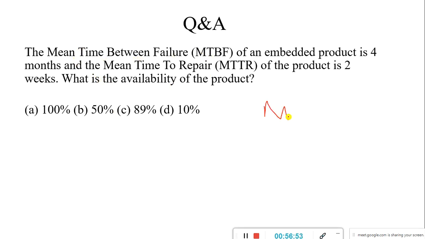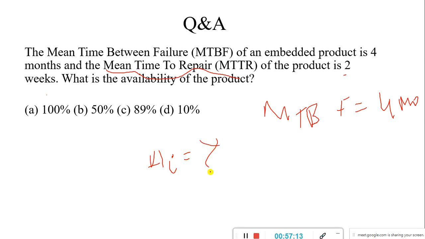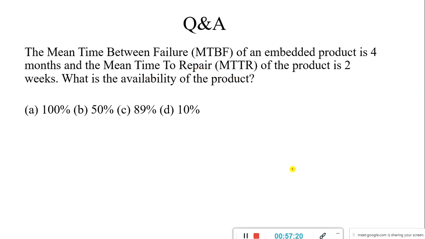The mean time between failures, MTBF, of an embedded system is equal to 4 months. The mean time to repair, MTTR, is 2 weeks. Then what is the availability of the product in terms of percentage? That is A, which you need to calculate. I hope you know the formula for this. Put it in and try to calculate the availability in terms of percentage.